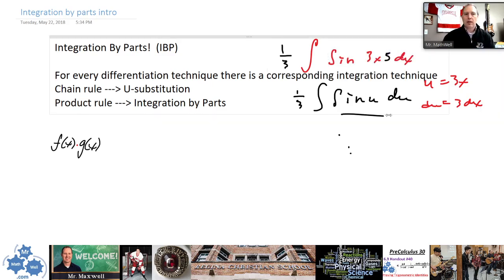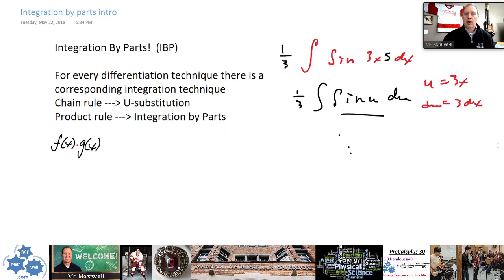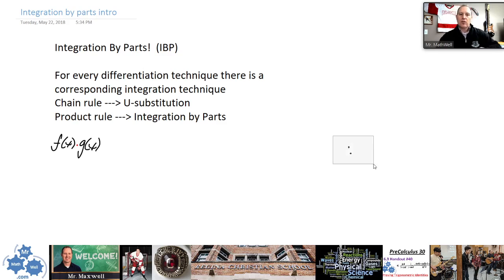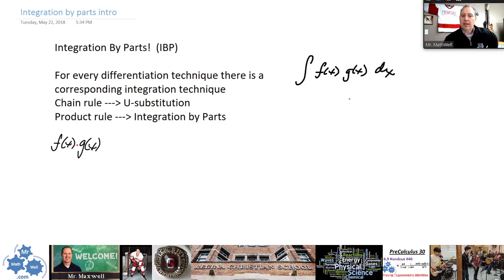Okay, what about the product rule? Now if we have two functions that are multiplied together, let's say f of x times g of x, or let's say we have a similar example to one I just showed you, but instead of having just this, I have x times this. So that follows this sort of pattern. If we have a product we're trying to integrate, we need a new integration technique, integration by parts.